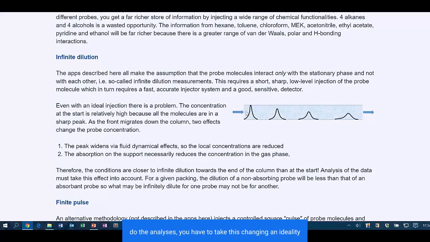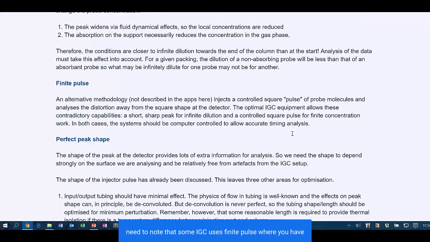So when you do the analyses, you have to take this changing in ideality or in infinite dilution as it goes down the column. I just need to note that some IGC uses finite pulse, where you have a large concentration and it's a broad peak, and you watch how that declines over time. Not discussed in these apps, but an important technique.